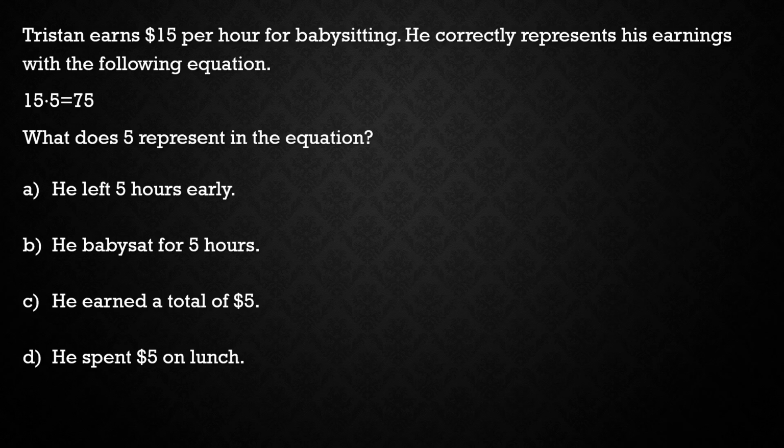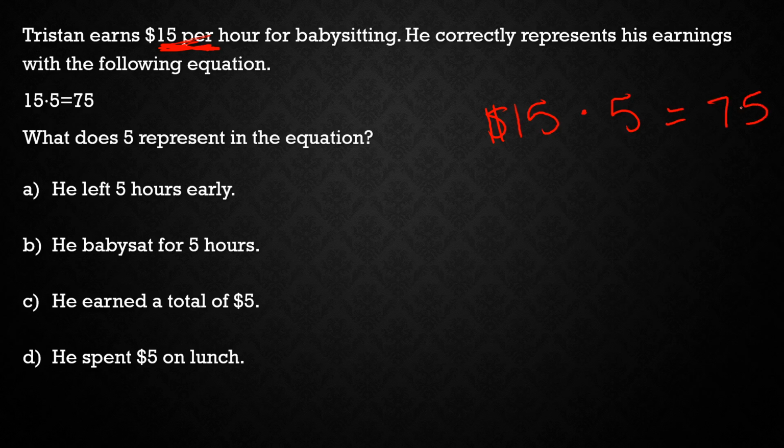Next question says that Tristan earns $15 per hour for babysitting. He correctly represents his earnings with the following equation. 15 times 5 equals 75. What does the 5 represent in the equation? Okay, it says here that he earns $15 per hour for babysitting. So this 15 is money.